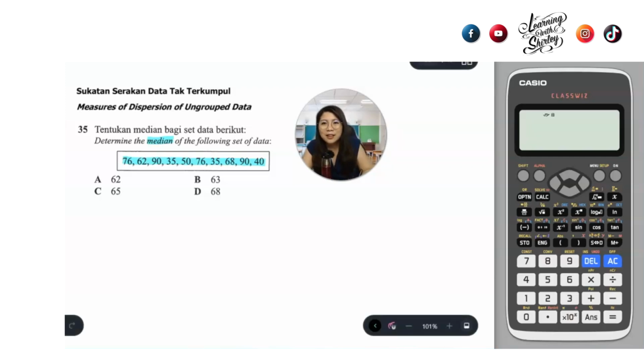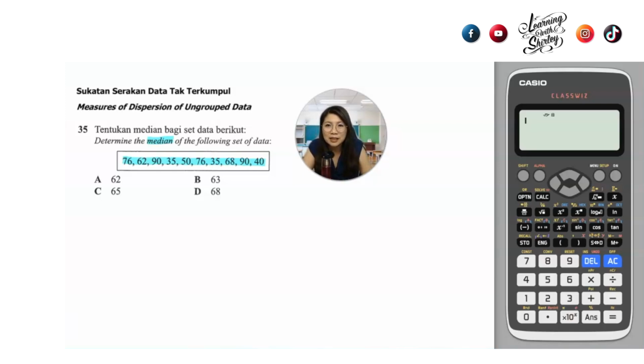So the smallest number is 35. I'm going to start with 35, 35. Then we have 40. Then we have 50. We have 62. Then we have 68. Then we have 76, 76. And then we have 90, 90.